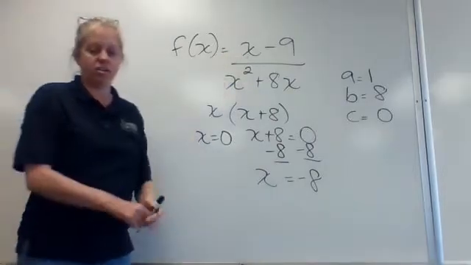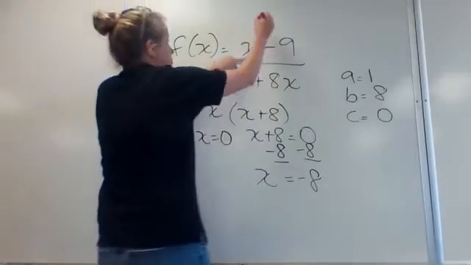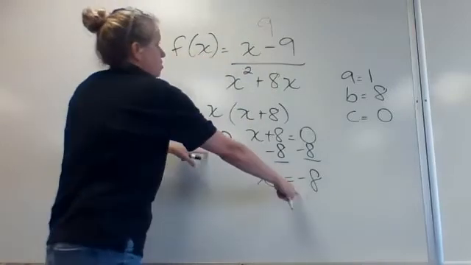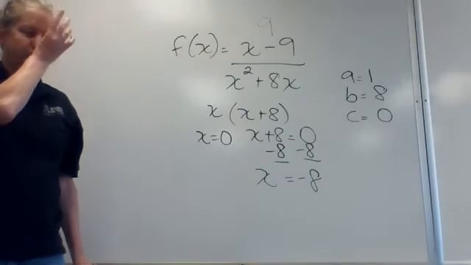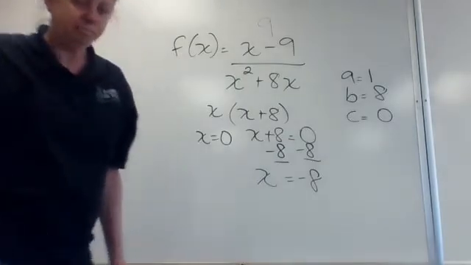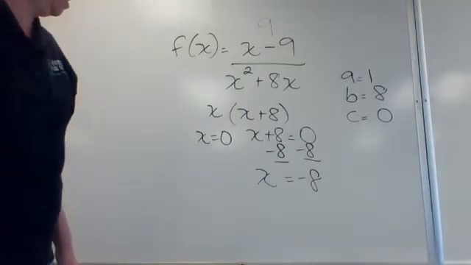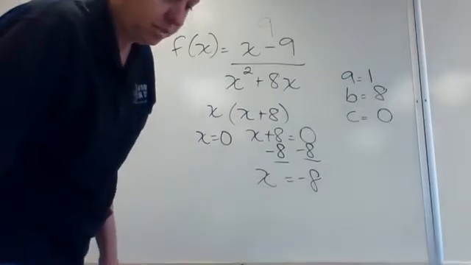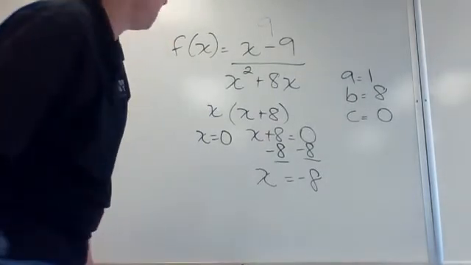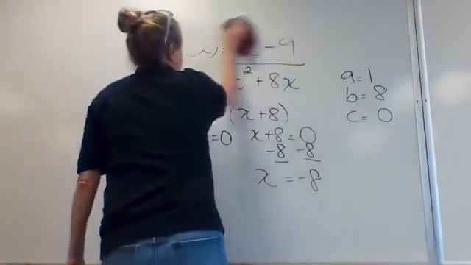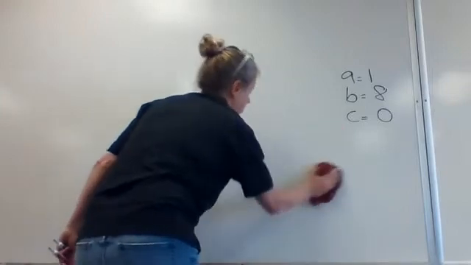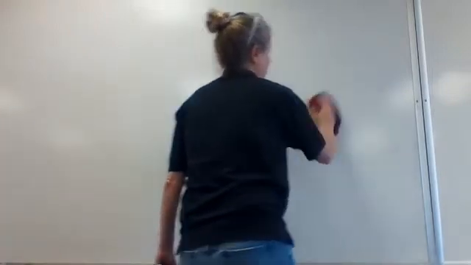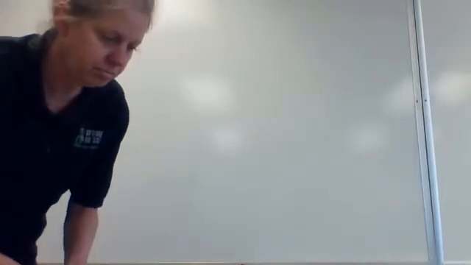What makes the numerator 0? 9 would. So if one of these numbers was the same as that, it would be canceled as a vertical asymptote. Number 7. Again, finding the vertical asymptote.